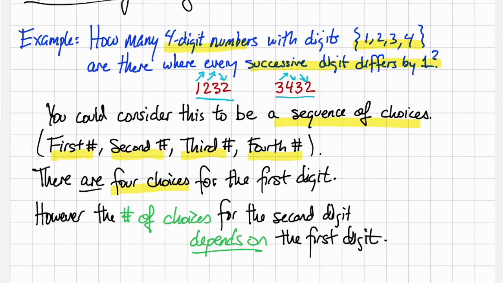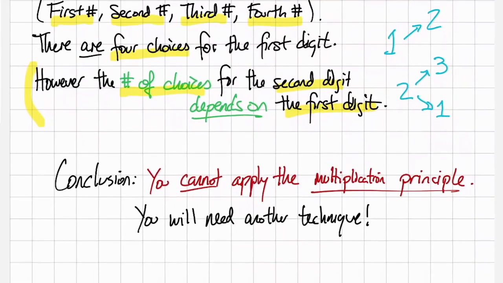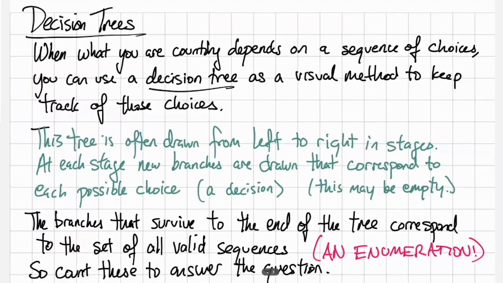But we soon start to realize that we have a problem. The number of choices for the second digit depends on the first digit. If the first digit is a 1, it can only go up to 2. However, if the first digit is a 2, then there are 2 choices for what the second digit can be. You can either have a 3 or you can have a 1. Because the number of choices depends on the previous choices, you cannot apply the multiplication principle. You'll need another technique. And luckily I have one of those for you in my arboretum.